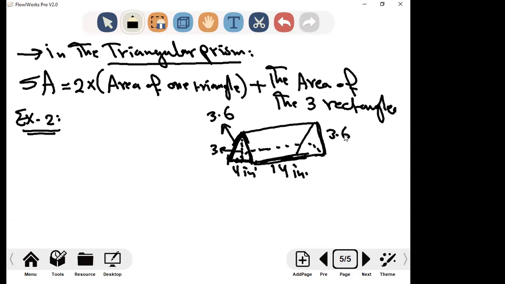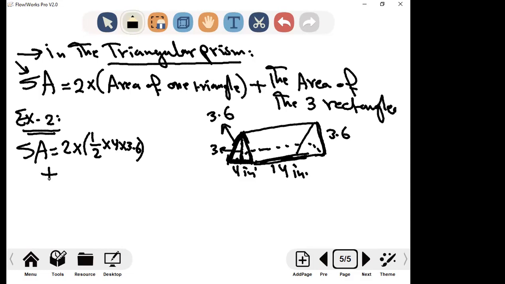Got it? Now let's find the surface area of this one. Imagine it in your mind. Assume that you are inside this triangular prism. You are inside it. So you have two triangles, right? And the two triangles are congruent. So let's follow this idea here. Now the surface area equals 2 multiply the area of one triangle. This triangle has base and what? Height. Half BH. Remember? Yeah, half multiply the base of the triangle 4 multiply the height of the triangle 3.6 plus.